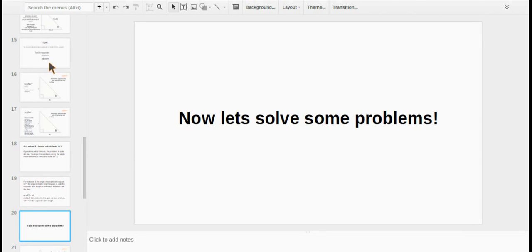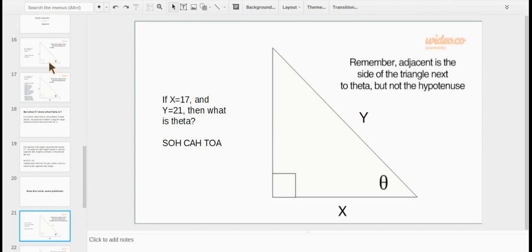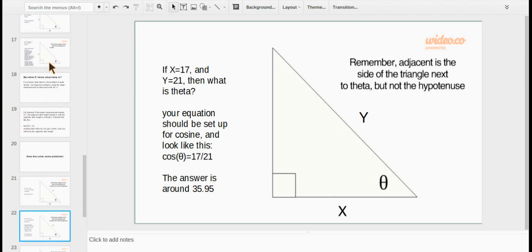Now let's solve some problems. If x equals 17 and y equals 21, then what is theta? Your equation should be set up for cosine and look like this: cosine of theta equals 17 divided by 21. The answer is around 35.95.